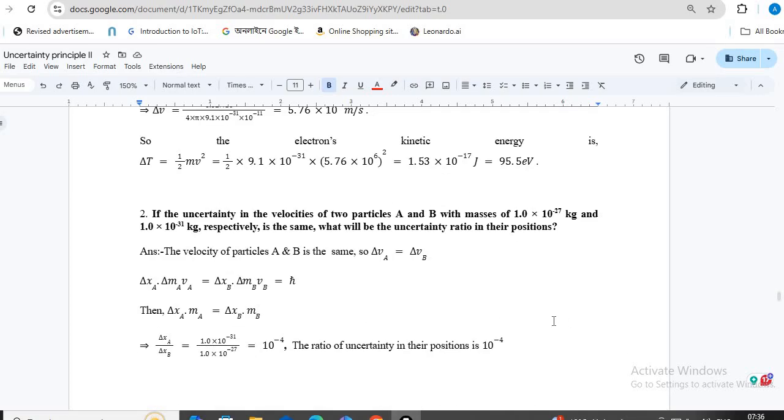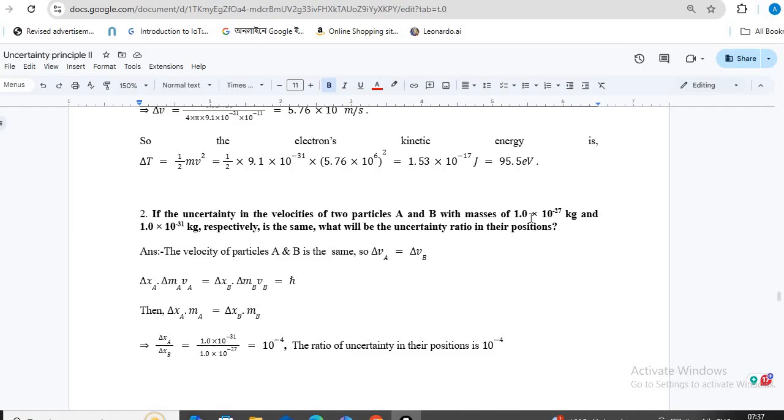Now move to the second problem. The second problem is given as: the uncertainty in the velocity of two particles A and B. We are considering two particles, obviously both are quantum mechanical particles, and their masses are given. One is in the order of 10 to the power minus 27 kgs, another is in the order of 10 to the power minus 31 kg. And it was mentioned that the velocities are the same. So then what is the uncertainty in the position?